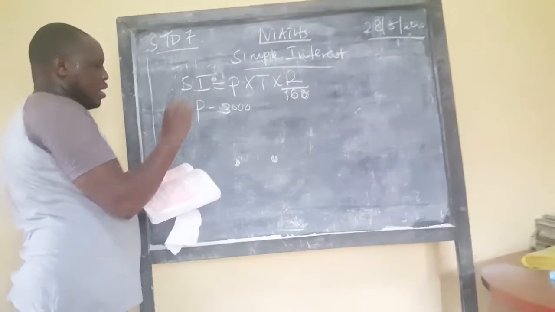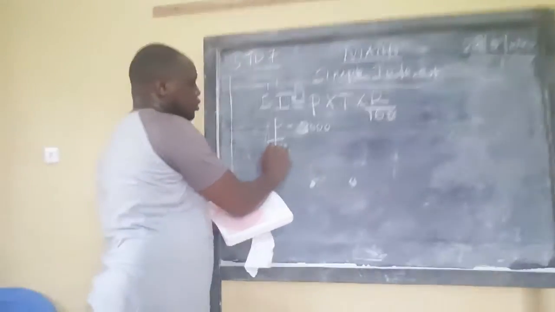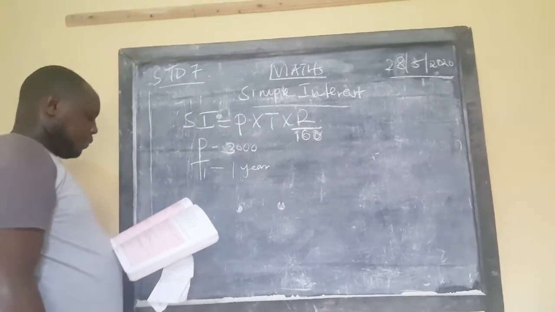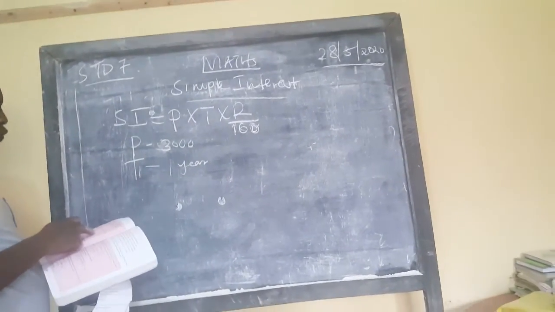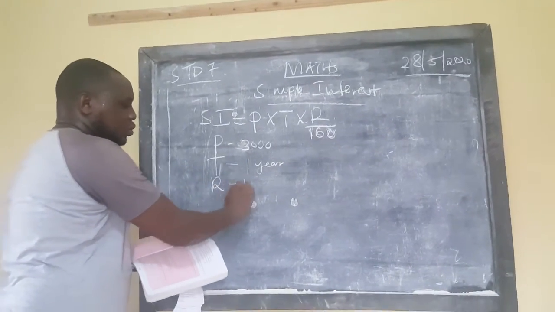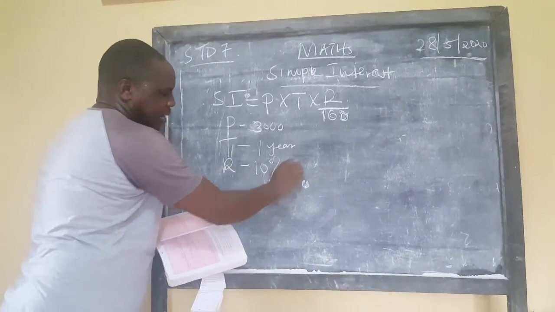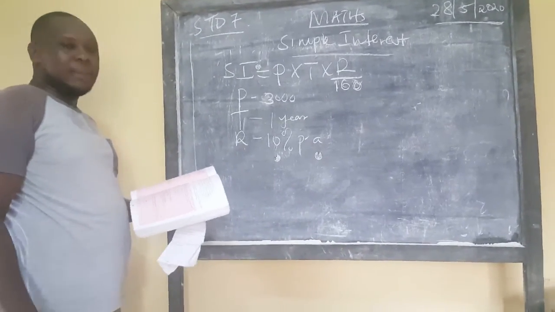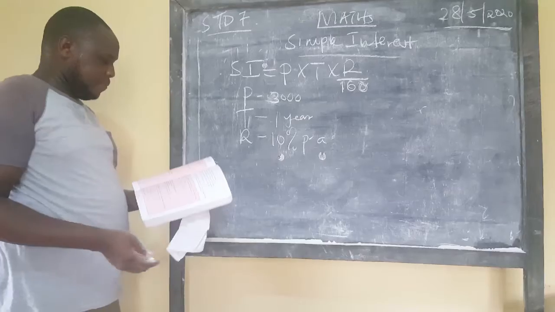1 year, for 1 year. 1 year is time, so you write T, 1 year. Then he paid simple interest at the rate of 10% per annum. The rate is equal to 10% per annum, and per annum is written as PA. Per annum, annum means year, per year.